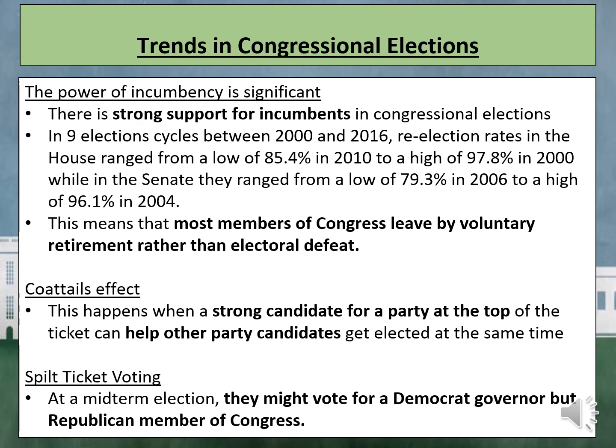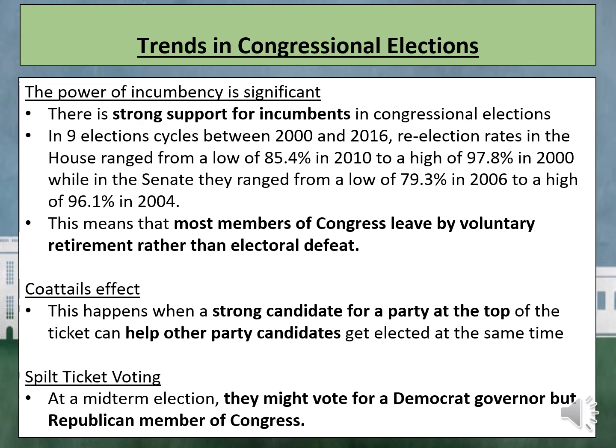Let's break down each trend in congressional elections, starting with the power of incumbency. There is strong support for incumbents in congressional elections. In 9 election cycles between 2000 and 2016, re-election rates in the House ranged from a low of 85.4% in 2010 to a high of 97.8% in 2000, while in the Senate they ranged from a low of 79.3% in 2006 to a high of 96.1% in 2004.